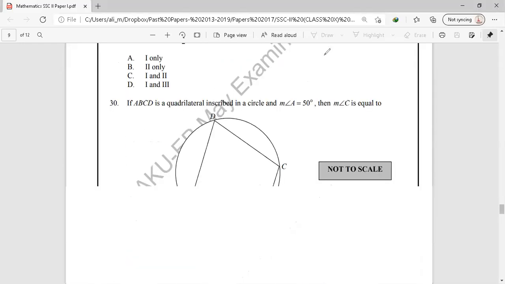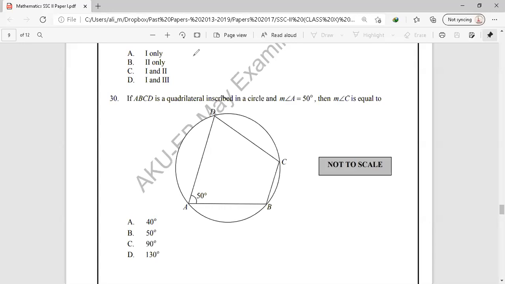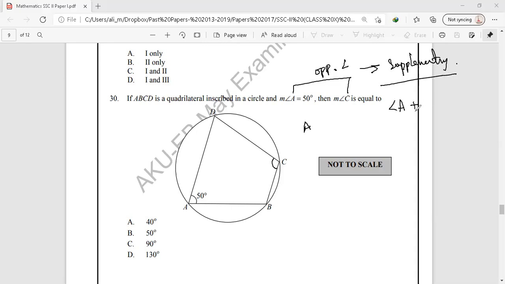So finally, let's move to our last question of this paper, in which we have a circle with a cyclic quadrilateral in which 4 points of the quadrilateral lie on the circumference of the circle. So in this quadrilateral, we have the angle A that is 50 degrees, and we have to find the angle C. So we know that angle A and angle C are the opposite angles in a cyclic quadrilateral, and the theorem states that the opposite angles of the cyclic quadrilaterals are supplementary. It means that the sum of these two angles would be equal to 180. So angle A plus angle C is equal to 180 degrees. So angle C would be equal to 130 degrees. So for question number 30, the correct option is 130 degrees.